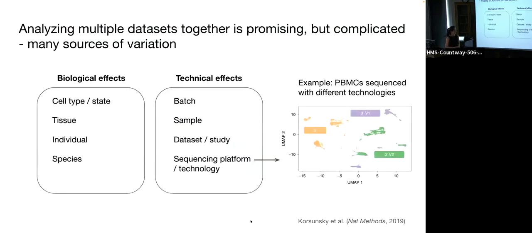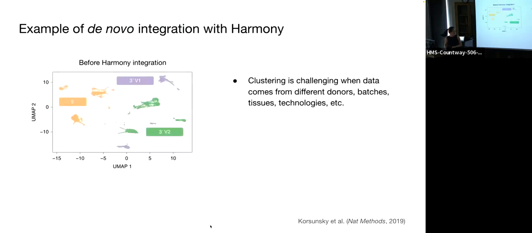Okay, so to go back to this slide, where we have many different potential effects that may be contributing in single cell data, let's start with the example that I mentioned where we have PBMCs sequenced on 3 different technologies. So here's the PCA-based coordinate space if we don't do any integration. And so what we want to do is to be able to align the correct cell states with each other across the different technologies and remove the effect of technology.